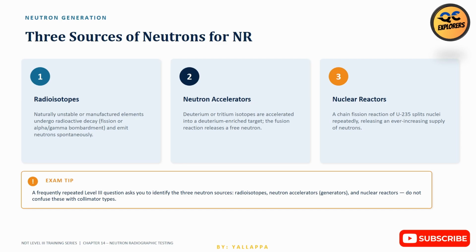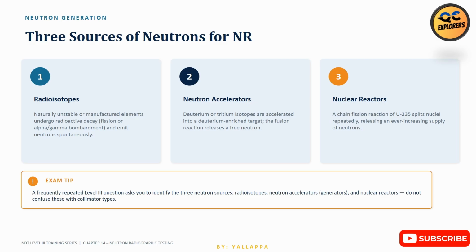The third source is the nuclear reactor. Reactors generate neutrons through a controlled chain fission reaction involving uranium-235 fuel. Because millions of fission reactions occur every second, nuclear reactors provide an extremely intense neutron flux, making them ideal for high-quality neutron radiography and scientific research.